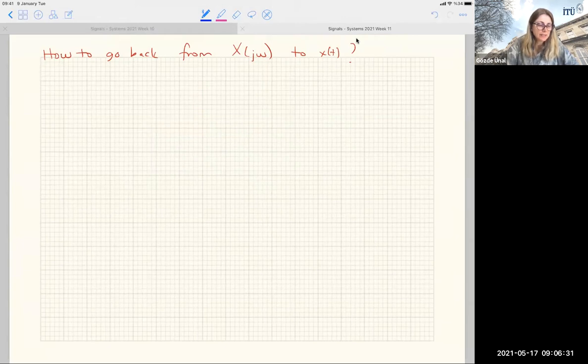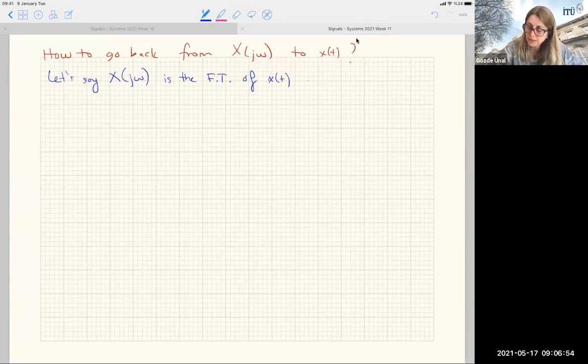This time, guys, let's start with this. Let's say X of j omega is the Fourier transform of a non-periodic signal x of t. Just for illustration, let x of t be, I mean, its form is not important. I'm drawing a triangular waveform, but let's say I have this signal.